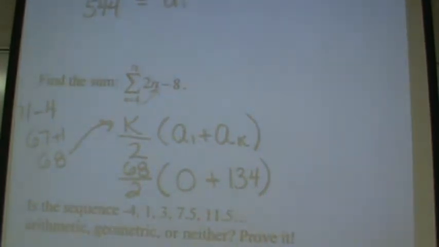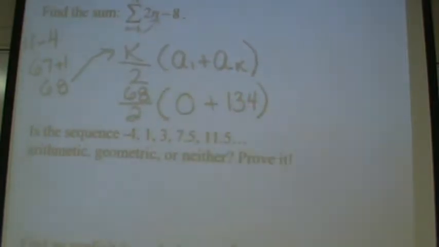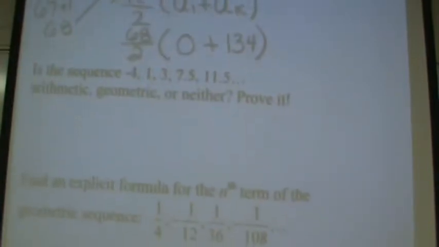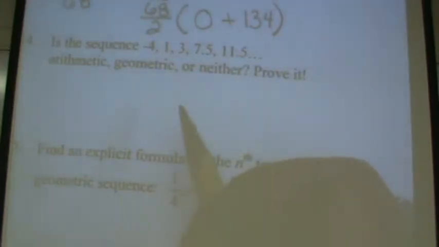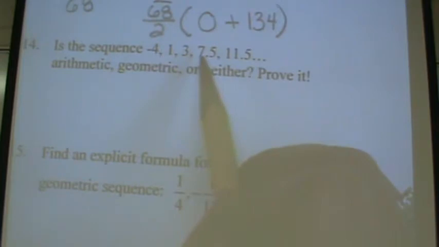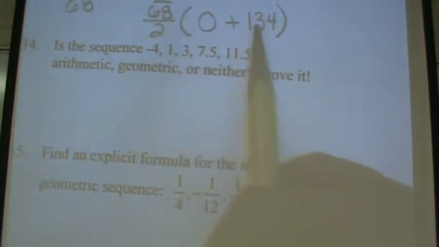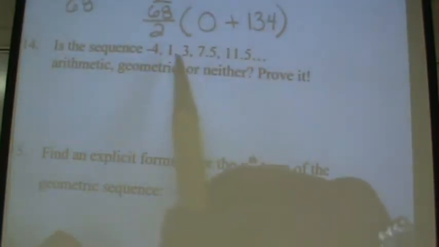Okay, number 14, you guys know how to do geometric and arithmetic. This one was neither. Is there anyone not knowing this one? To determine, and you don't have to prove it because it's multiple choice, if you're adding or subtracting a number to get to the next term, it's arithmetic. If you're multiplying or dividing, it's geometric.